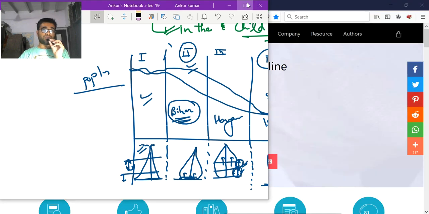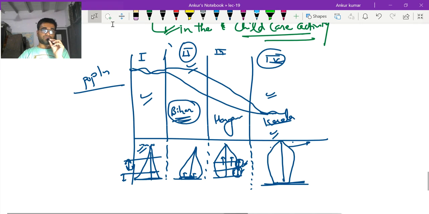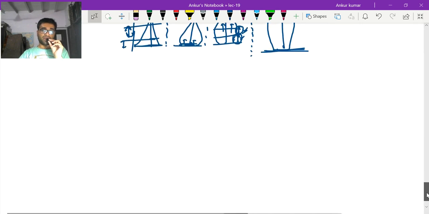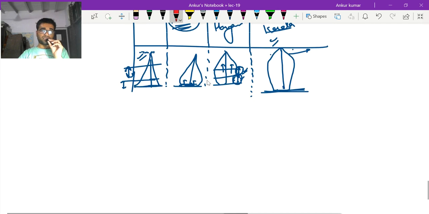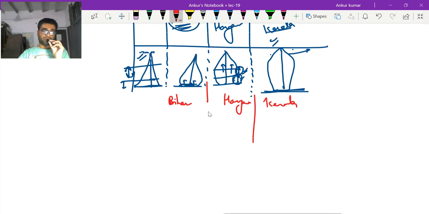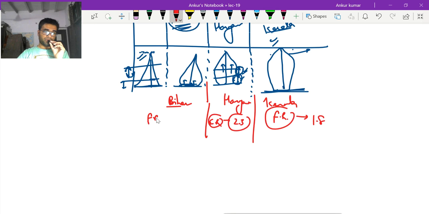Now let us analyze some parameters in the case of Haryana, Kerala and Bihar. This was the case of Bihar, this was Haryana, this was Kerala. If you see, the fertility rate in Kerala is 1.8, in Haryana it is 2.3, but in Bihar it is 3.2. So you can see that the fertility rate is very high in Bihar. That's why the base in Bihar is wider, while the base has reduced in Kerala.